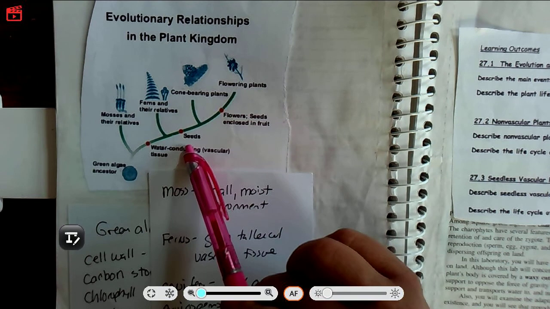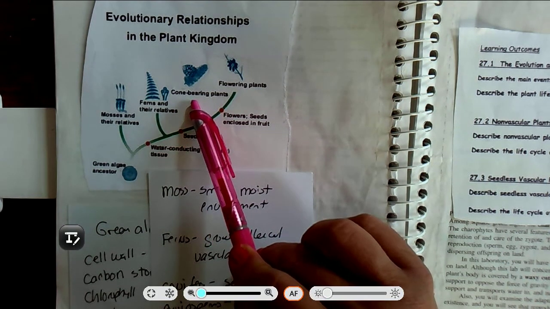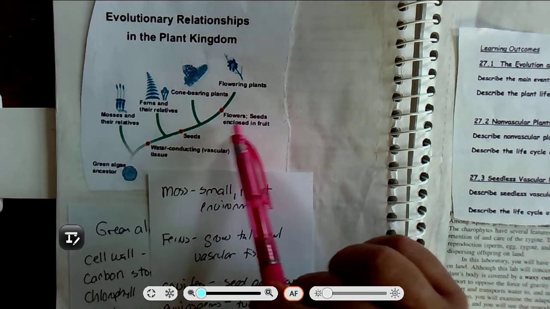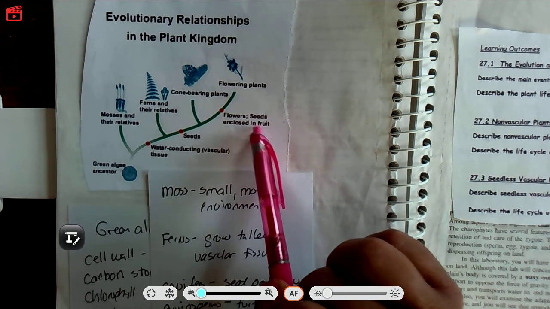Next, we have the evolution of seeds that further protect the embryo. And in the next lab, we'll be looking at conifers or cone-bearing plants. And in the next lab, we'll also be looking at angiosperms or flowering plants.